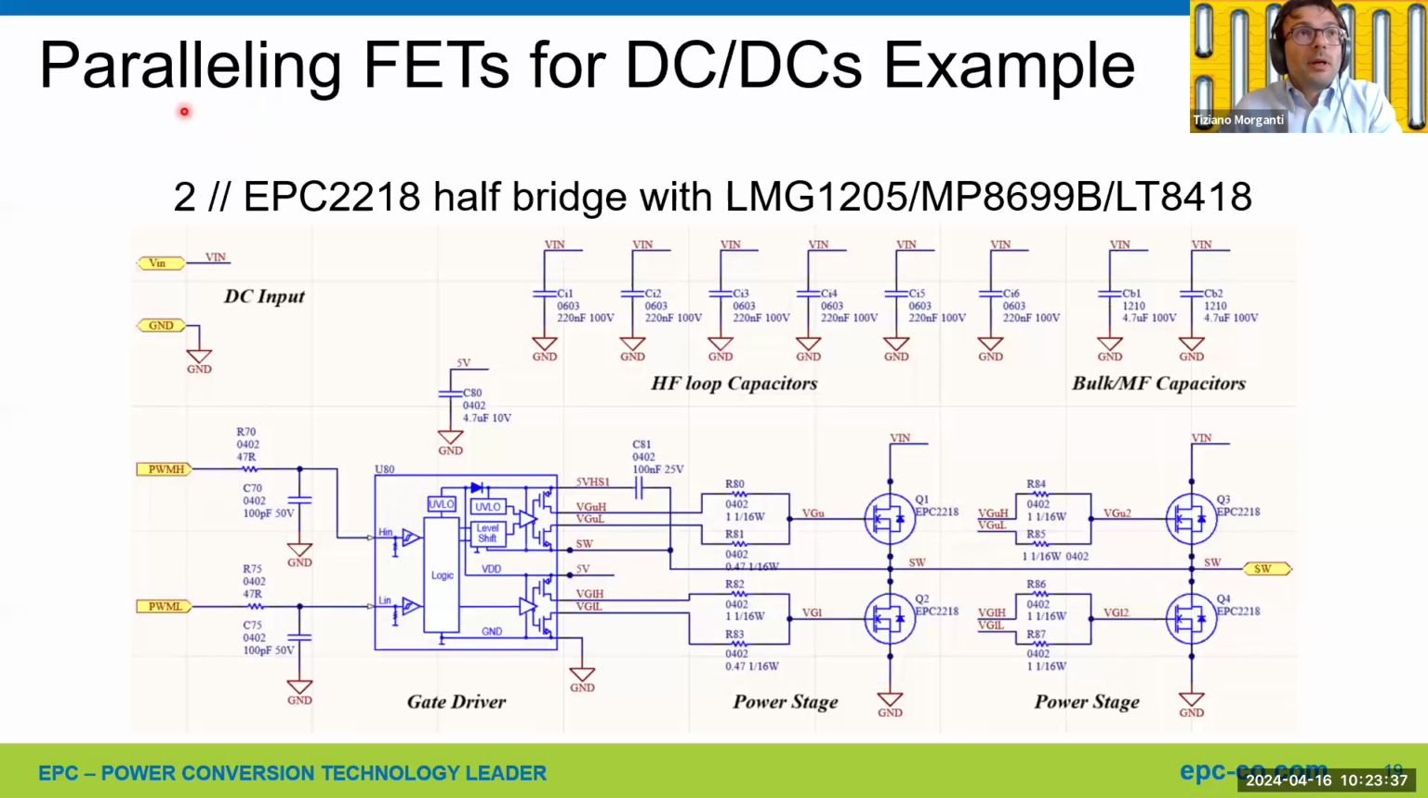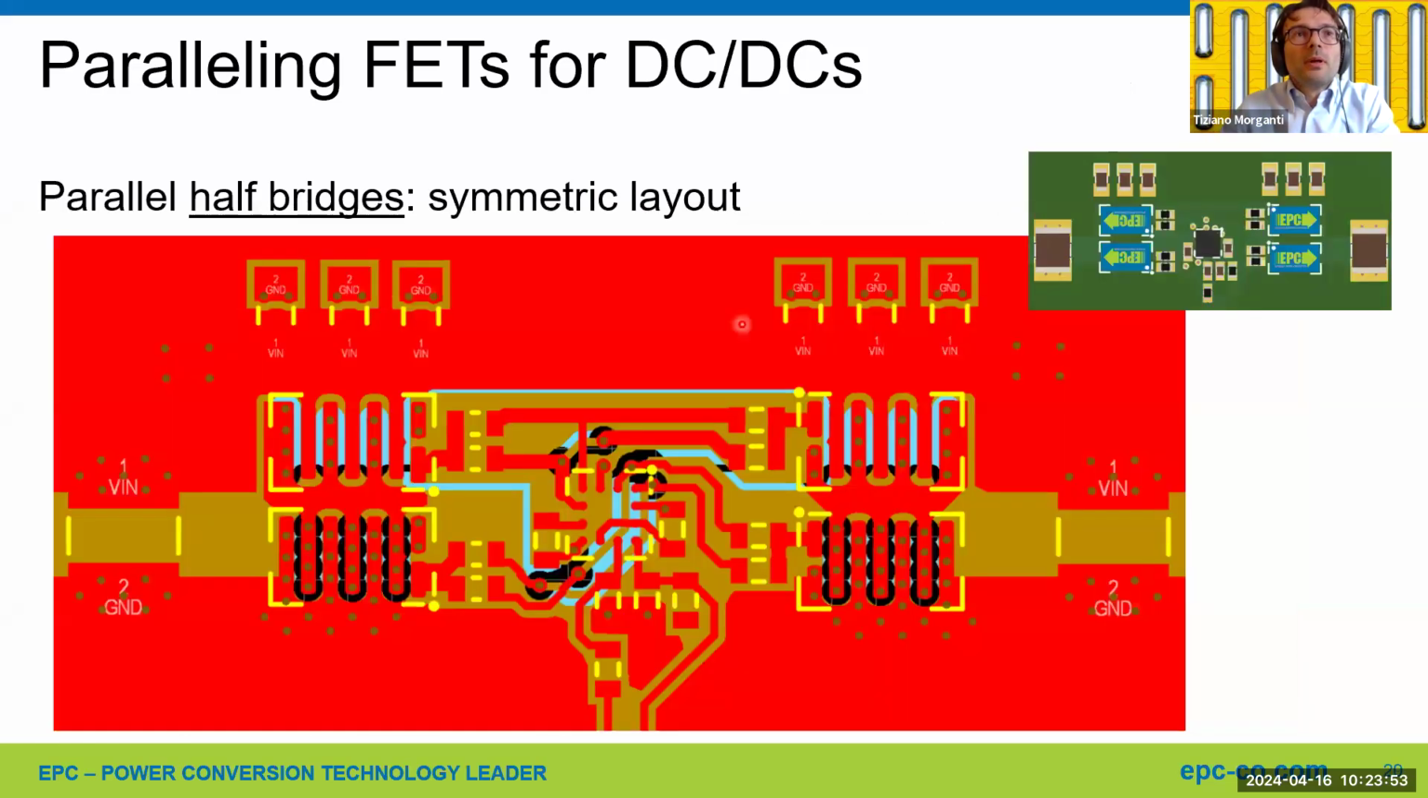Another example: how to parallel FETs for DC-DCs. We have the same gate driver with, in this case, two parallel EPC2218 driven by the same gate driver. In this case, what we talk about is not two parallel devices, but we prefer to say that we parallel the half bridges. So we do a symmetric layout. We have more or less the same half bridge we were discussing before on the right, and we added another one on the left, which is symmetrical.